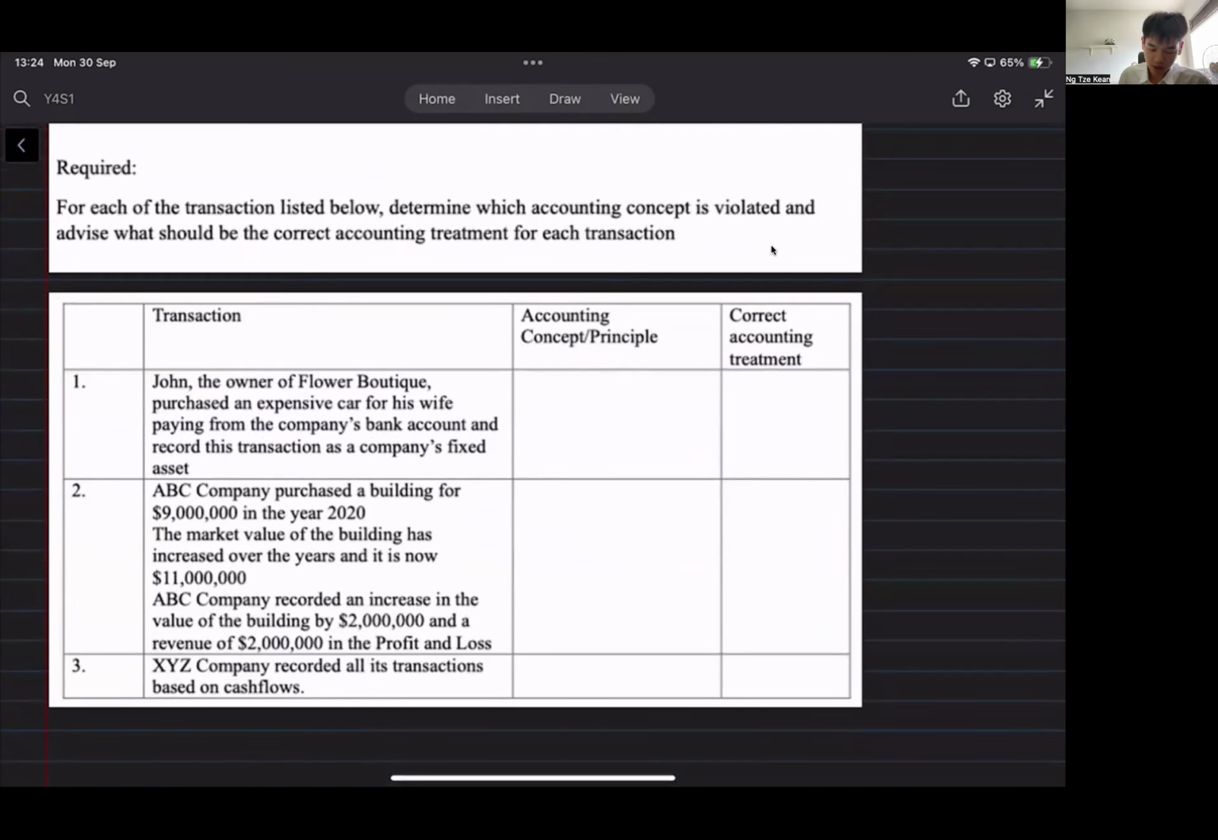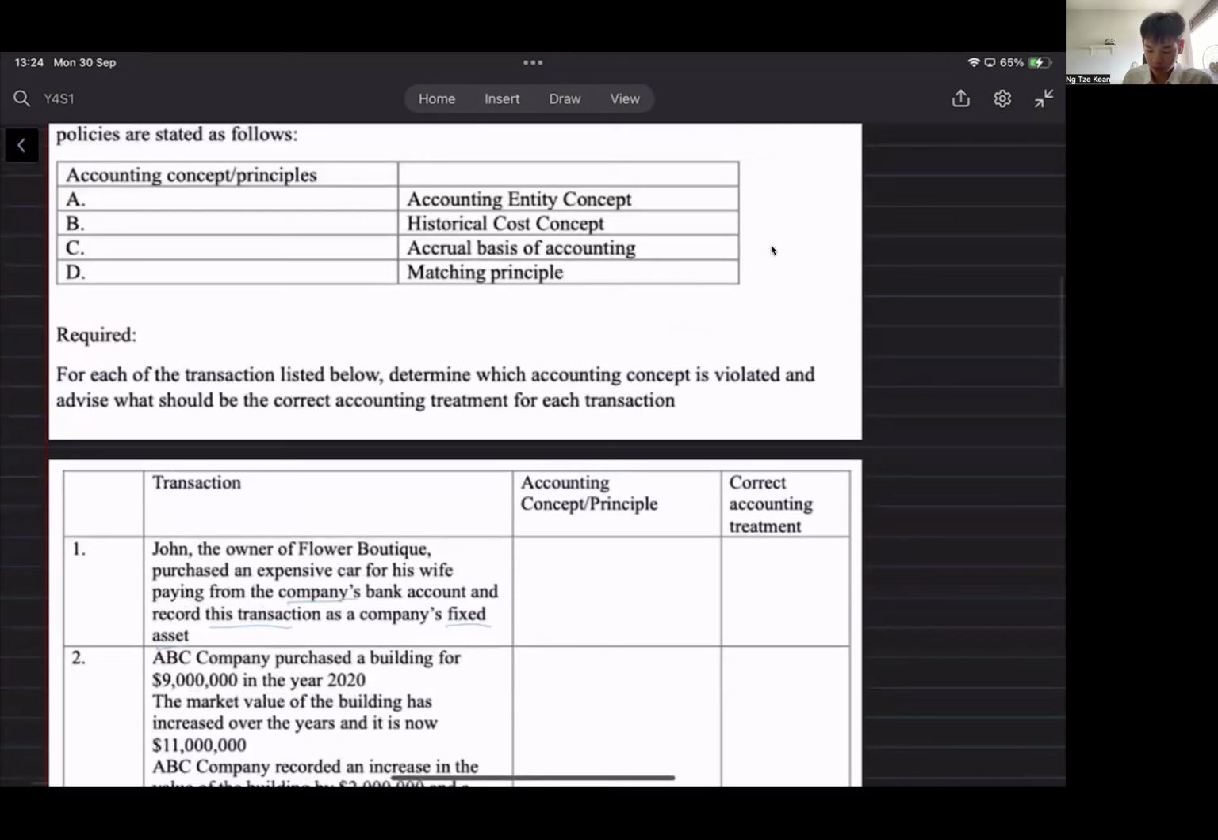What we're told is that John bought a car, paying from the company's bank account, but recorded this transaction as the company's fixed asset. And that is erroneous, right? Because John bought the car for his own usage and not for the company's usage. So here we would label this as a violation of the accounting entity concept.